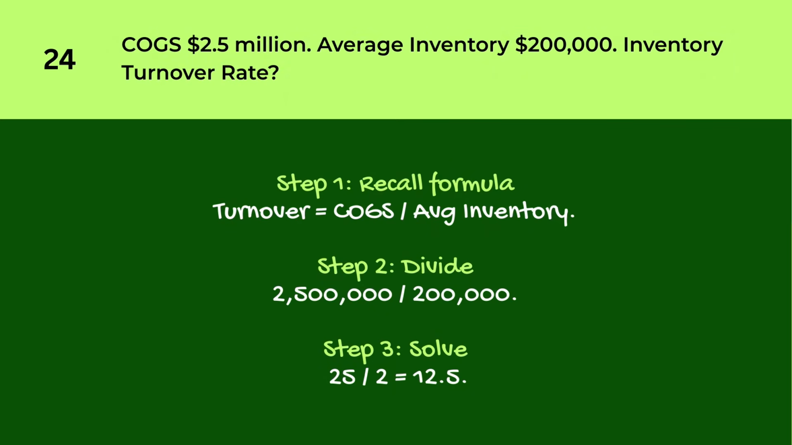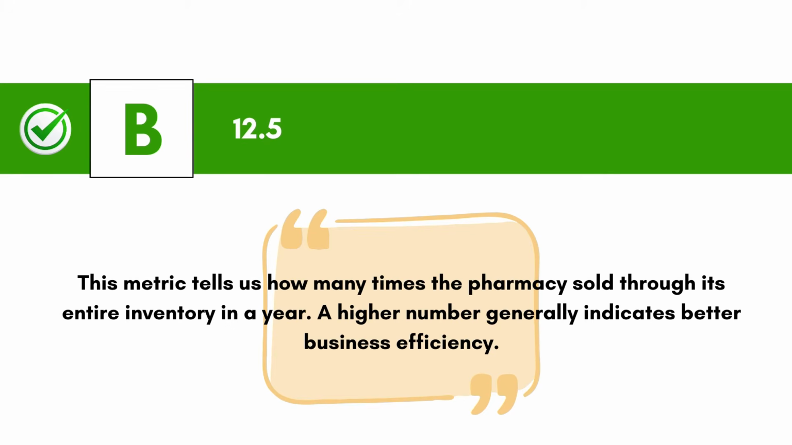Let's lock it in. Spot on. Option B is correct. This metric tells us how many times the pharmacy sold through its entire inventory in a year. A higher number generally indicates better business efficiency.